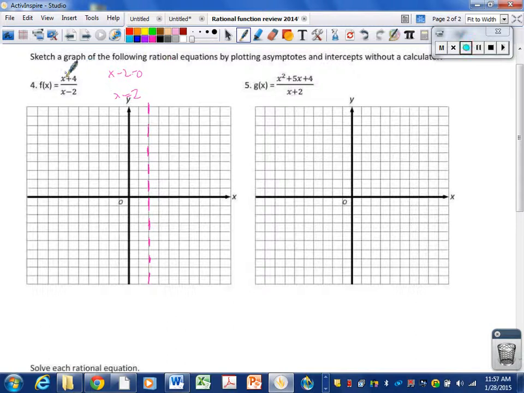Okay, horizontal. We have x on top, x on bottom. So we look at the coefficients. That's a 1 over 1. So y equals 1 is your horizontal asymptote. Okay, what else do we need? The x-intercept. What number plus 4 equals 0? Minus 4. So 1, 2, 3, 4. It crosses way over here at minus 4. And y-intercept. 0 plus 4 over 0 minus 2 is minus 2.